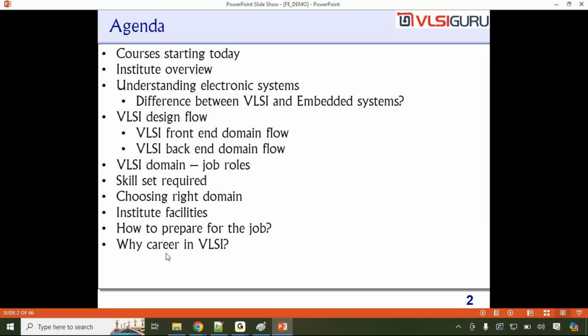Then why a career in VLSI, and the placements, the earlier placement record in our institute, and how we are going to support you with the placements. Then we'll address any questions you may have.